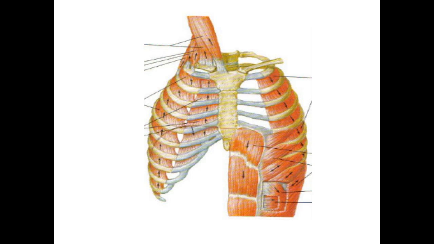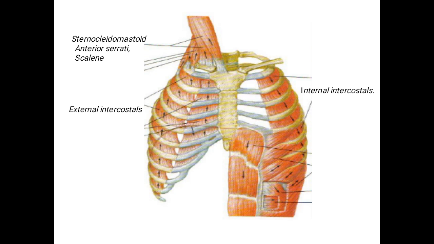Now these are the accessory muscles of respiration. You can see on the right side they are moving upwards, that is they will lift the rib cage upwards. These are sternocleidomastoid, anterior serratus, scalene. This will lead to forceful inspiration. On the left side you can see the internal intercostal muscle, direction is downwards, that is they will pull the rib cage down forcefully. Internal oblique, external oblique, transverse abdominis muscle. So these are called accessory muscles of expiration.